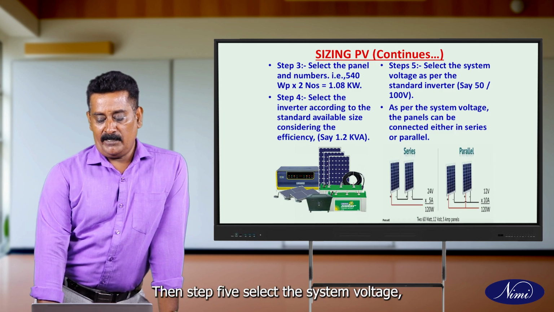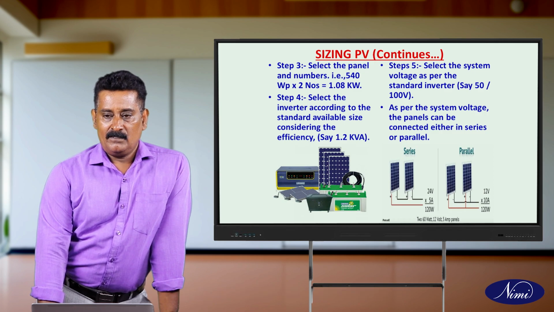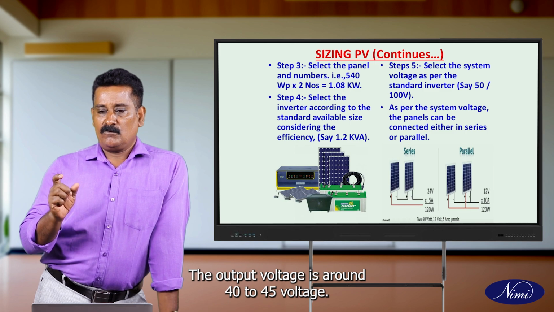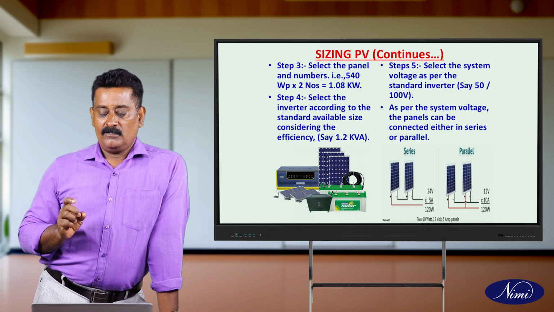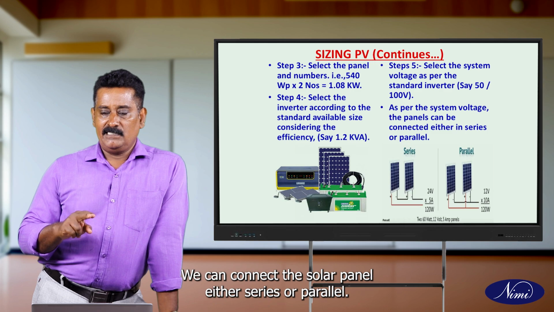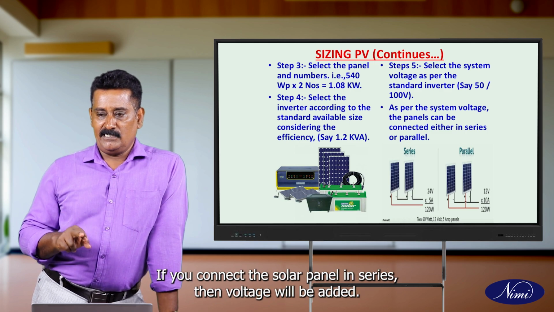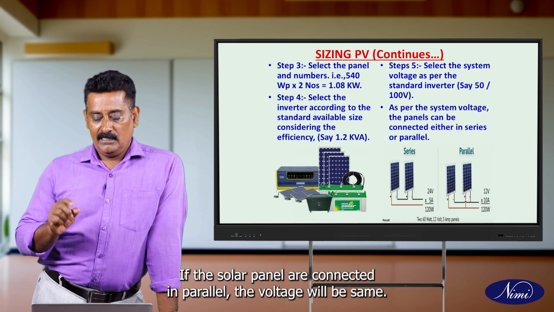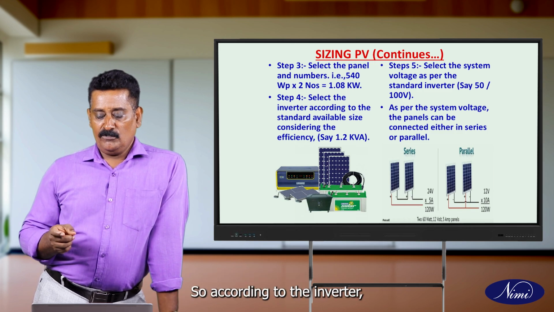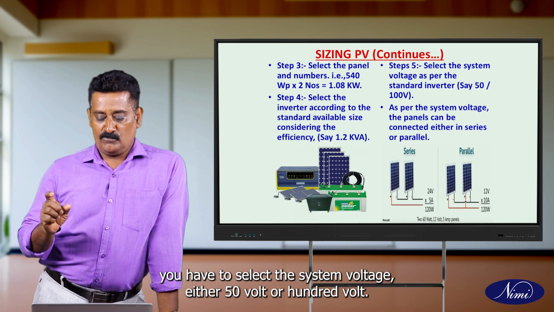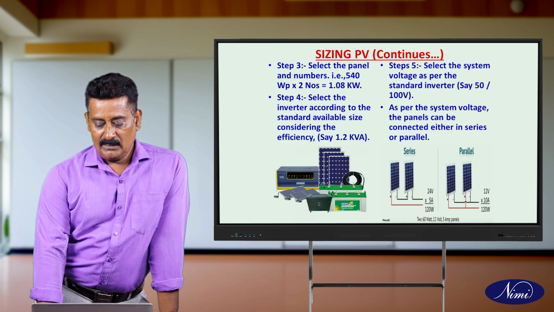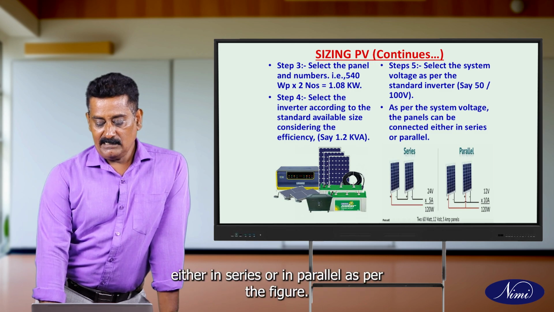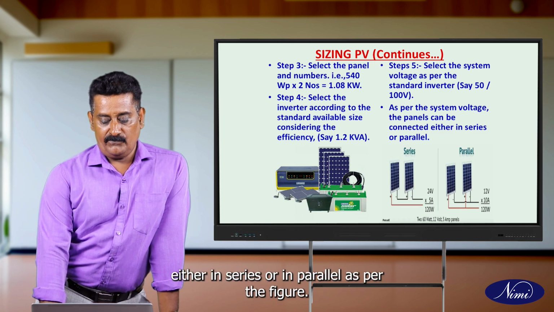Then step 5: select the system voltage. Generally for a 500 watt solar panel, the output voltage is around 40 to 45 volts. We can connect the solar panels either in series or in parallel. If you connect the solar panels in series, then the voltage will be added. If the solar panels are connected in parallel, the voltage will be the same. So, according to the inverter, you have to select the system voltage, either 50 volt or 100 volt. Then as per the system voltage, the solar panels can be connected either in series or in parallel, as per the figure.